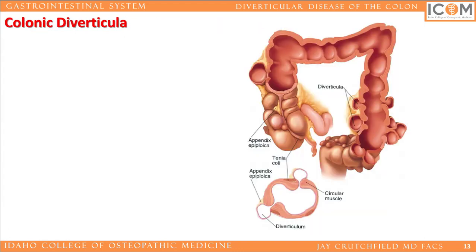Because the most common diverticuli occur in the sigmoid colon, we'll spend most of this presentation discussing colonic diverticuli. Here are some questions we've already answered. What are they? Well, they're outpouchings of colonic mucosa. They can be either true or false diverticuli, the most commonly found in the sigmoid colon.